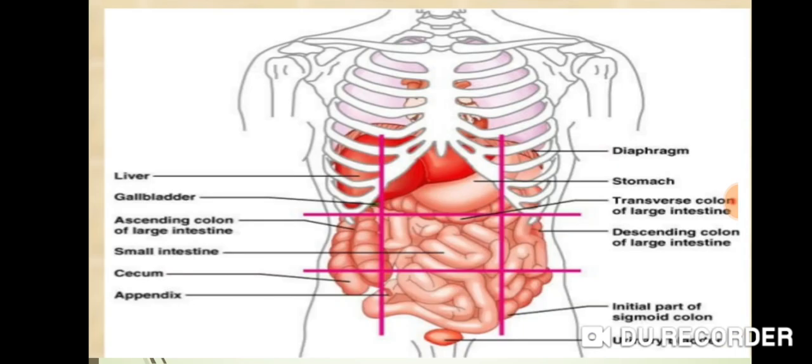So you can see in this diagram the different organs which can be precisely identified in each region of the abdomen. Please familiarize yourselves with these organs which can be found in the different regions of the abdomen.